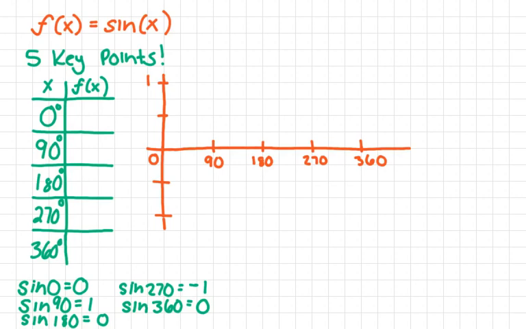When I input these values in, I get that the sine of 0 is equal to 0. The sine of 90 is equal to 1. The sine of 180 is 0. The sine of 270 degrees is negative 1. And the sine of 360 is equal to 0.